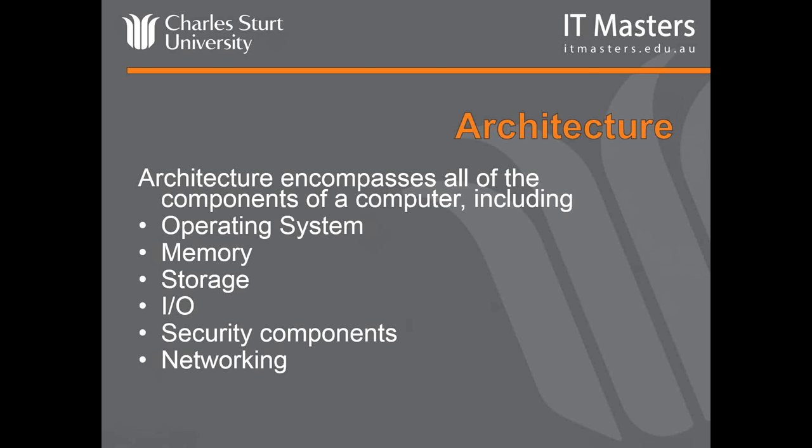So we have all the normal everyday things: operating system, memory, storage, input, output, security components, and networking. And the second part of this is the networking component of it all, and we will cover some of the aspects of networking, the seven layer cake and all of the rest, because if we can isolate our network well, we also get rid of a lot of the big problems that we're going to have accessing our systems.